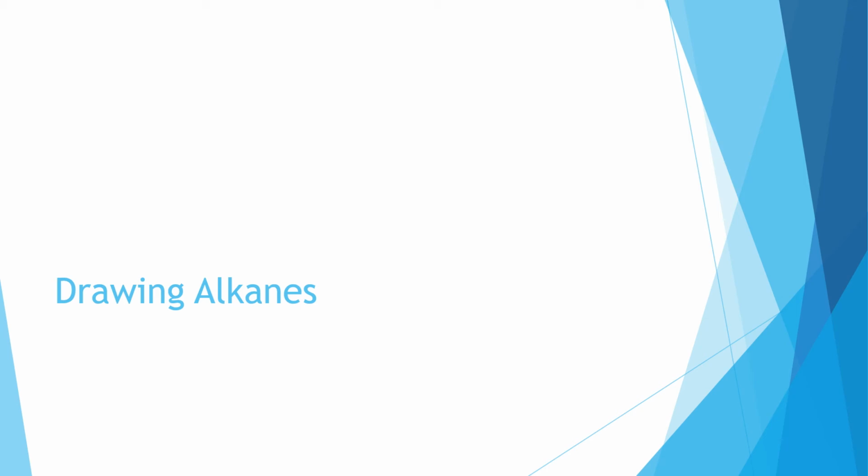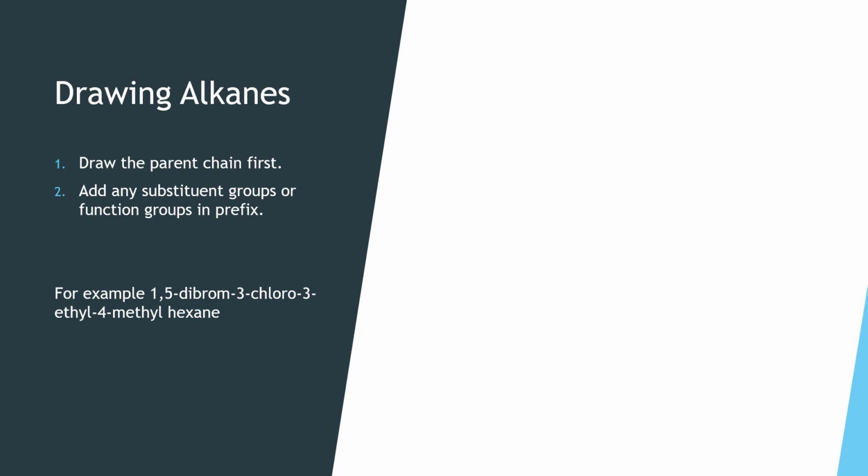Now we're going to have a go at drawing the alkanes, which is actually a little bit easier. When drawing an alkane, we always start with the parent chain. So in this case, it's a hexane. So we draw 1, 2, 3, 4, 5, and 6. I'm going to number them.